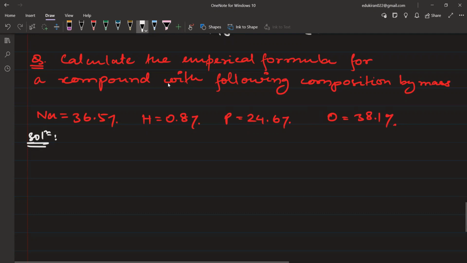I think you must not be knowing the molar mass for phosphorus. It is 31 grams per mole.